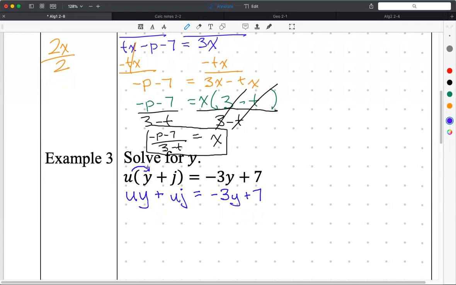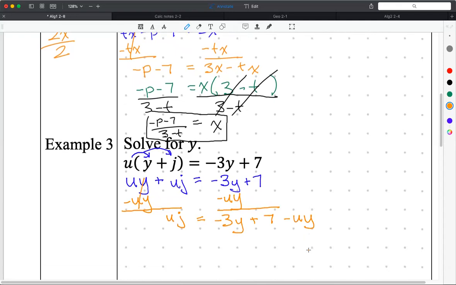Subtract uy on both sides. All right, let's do it. Subtract uy, subtract uy. Can you read us our new equation after we do that? uj equals negative 3y plus 7 minus uy. Perfect. Yeah, a great first step. Thank you, Ashley. Ashley has moved all of the variables to the right-hand side by subtracting uy on both sides. But we have this 7 on the right-hand side. We need to get rid of that somehow.